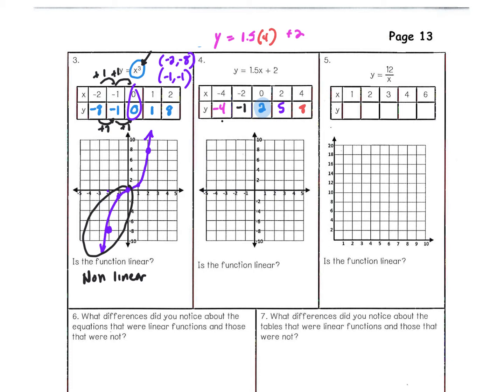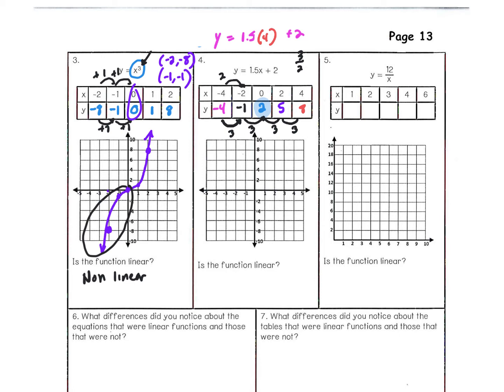If I change from -4 to -1, I'm going up 3. If I'm going from -4 to -2, I'm going up 2. So change in y is 3/2. Let's see if that happens repeatedly. So my change in y, -1 to 2, is going up 3. From 2 to 5 is going up 3. And from 5 to 8 is going up 3.